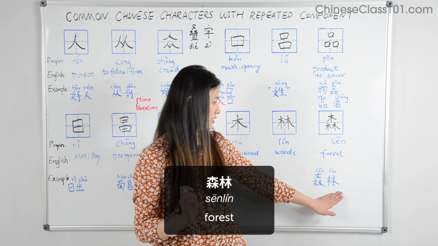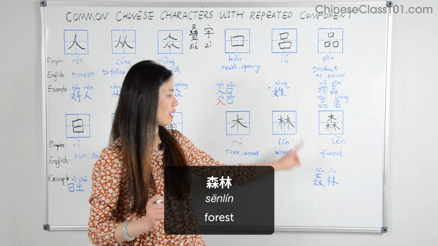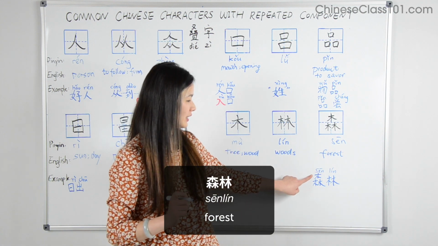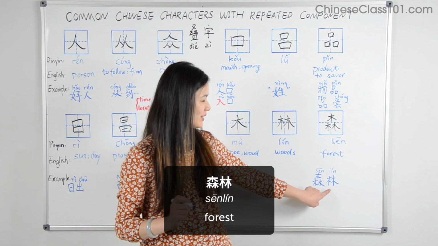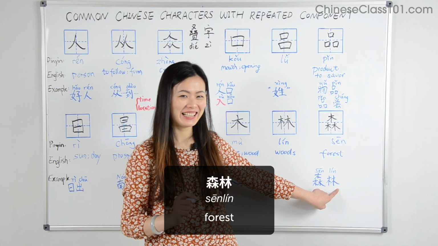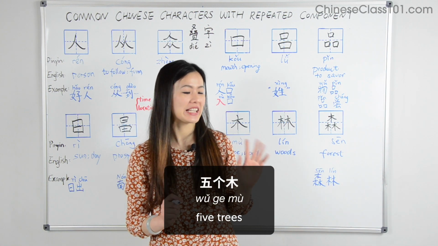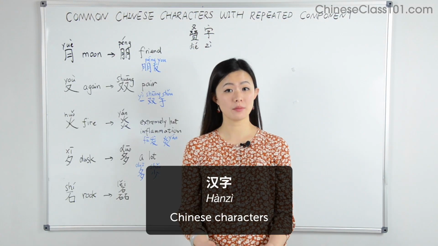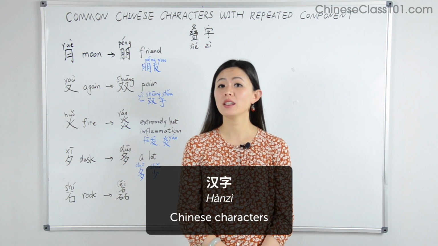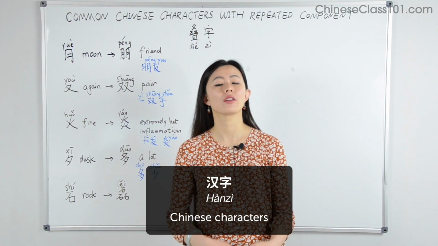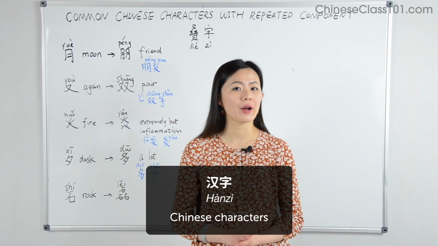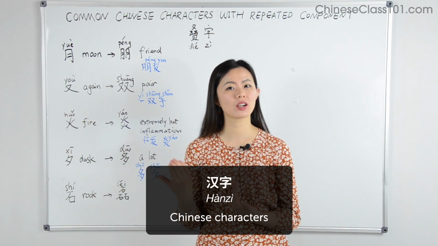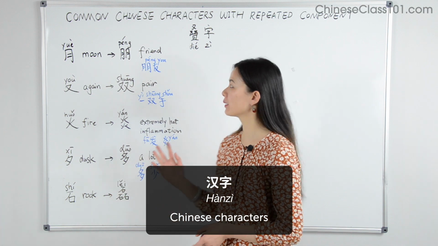Now here's a question. Can you count how many 木 are in this compound word? 一个, 两个, 三个, 四个, 五个. There are 五个木 in 森林. As a matter of fact, there are many Hanzi, Chinese characters used daily, that have one repeated component. Now let's have a look at more examples.